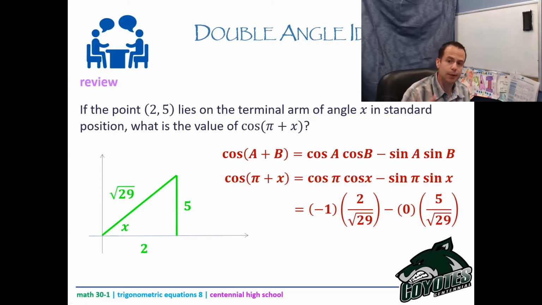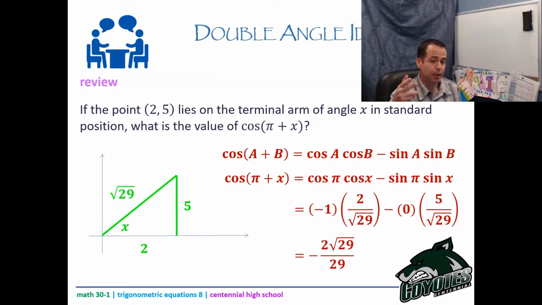Yes, it does get multiplied by 0 there, so this whole section is actually gone now, and we're just left with -1 times 2 over root 29, and so the cos of pi plus x would end up being -2 root 29 all over 29. So I multiplied that, and then I also rationalized it. I just multiplied it by root 29 over root 29, so I didn't have a radical on the bottom. Saying -2 over root 29 would have been perfectly okay as well, as long as the question did not say state your answer in rationalized form.